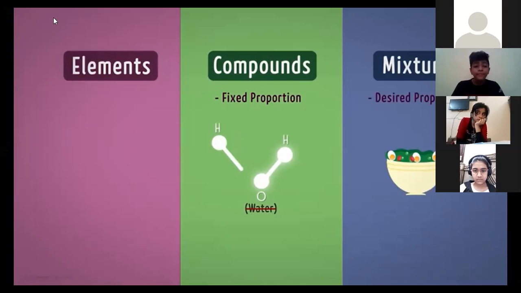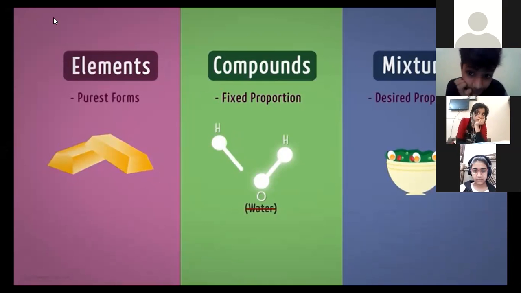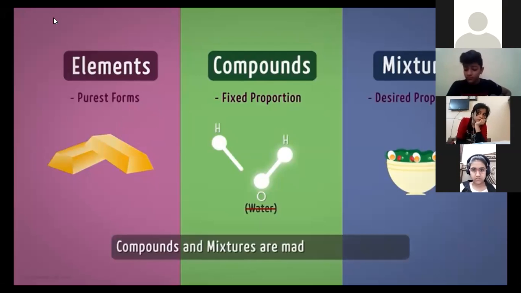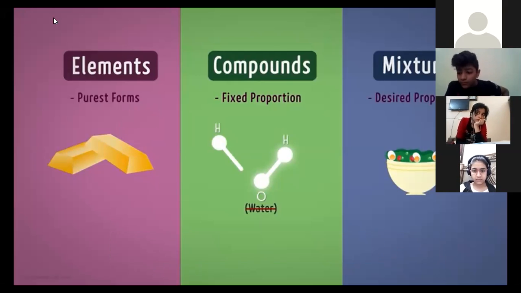Lastly, we have the elements. These are the purest forms of any known substance. They are composed of only the same type of atoms. There are neither proportions nor random mixing of substances. So can we say that compounds and mixtures are made up of elements? Absolutely. So in nature, it implies that elements are the basic forms of every material that we find around. And hence, in order to study every substance around us, we need to begin with studying the various elements.